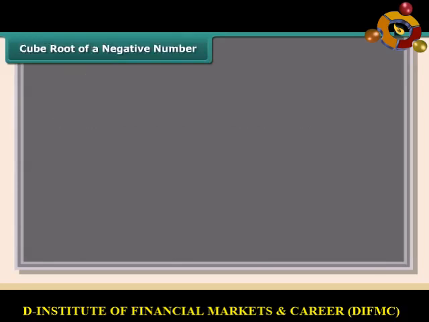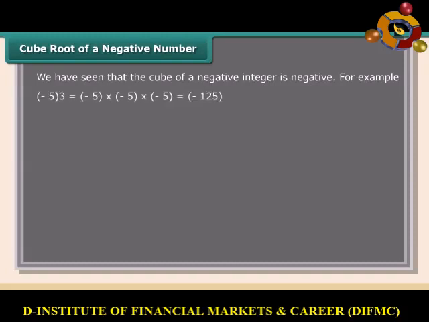Cube root of a negative number. We have seen that the cube of a negative integer is negative. For example, (−5) cubed is equal to −5 × −5 × −5, which equals −125. It follows that cube root of −125 is equal to −5. That is, cube root of −125 is equal to minus cube root of 125, that is, −5.